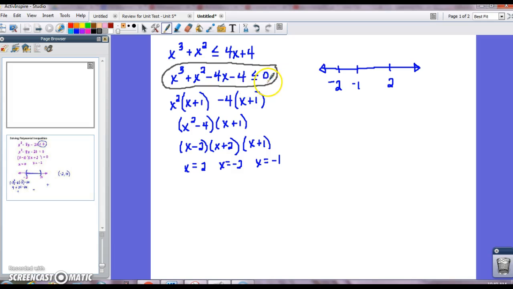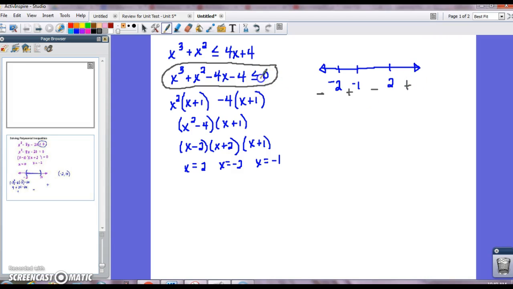So for example, if I test negative 3, something in this interval, I'm not going to go through the steps of plugging it in, you guys know how to do that at this point. But if I substitute negative 3 in for x, I actually get a negative number here. If I substitute in negative 1.5, I get a positive number here. Here I would just substitute in 0. That would give me a negative number. And over here, I'd probably substitute in 3. And if I tested that, I'd get a positive number.